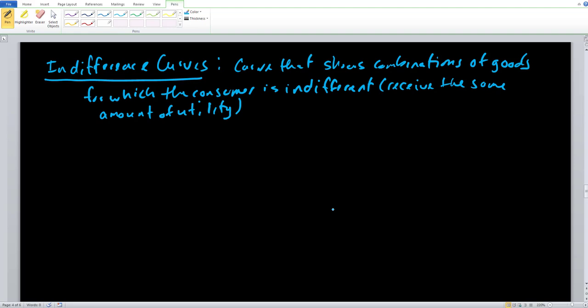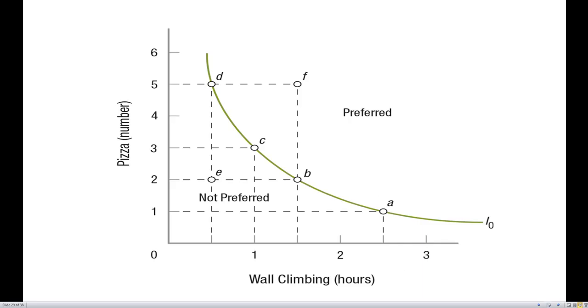So we just attach a sort of arbitrary utility number, as we normally do, and say everywhere along this I0 curve right here is going to give us, say, 50 units of utility. So point A, point B, point C, point D, it doesn't really matter. They all give us the same amount of utility equal to 50 units of satisfaction. At point A, we have 1 pizza and 2.5 hours of wall climbing. At point B, we have 2 pizzas and 1.5 hours of wall climbing. And C and D, you can do the same sort of thing. But anywhere on this green line will give us exactly that 50 units of utility.